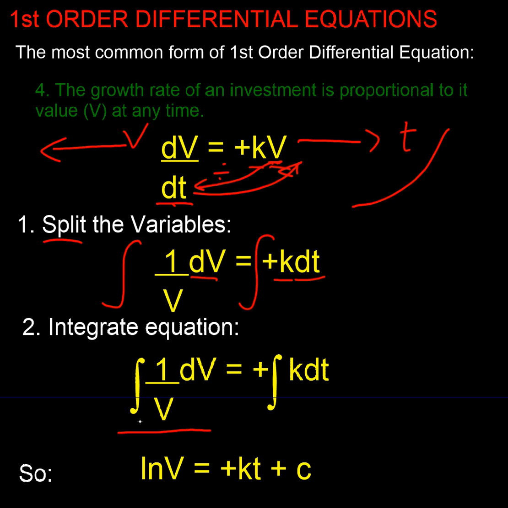Well, I know how to integrate the left hand side. The integral of 1 over v dv is going to become the ln, isn't it? So there's my ln v. On the right hand side, well, I'm just integrating a constant dt, so I get plus kt plus my constant of integration plus c.